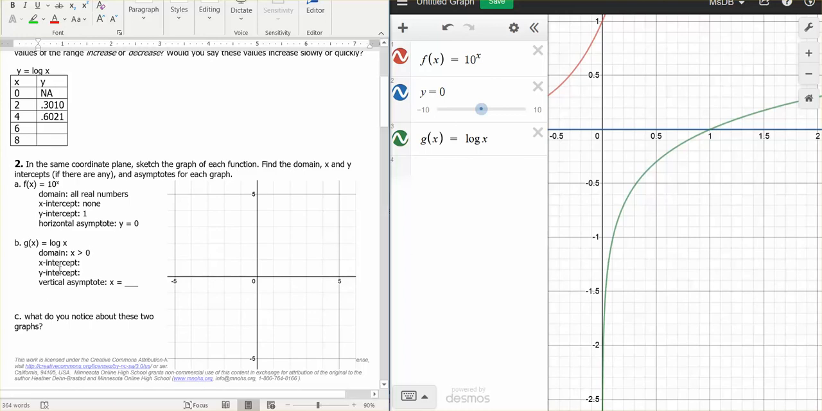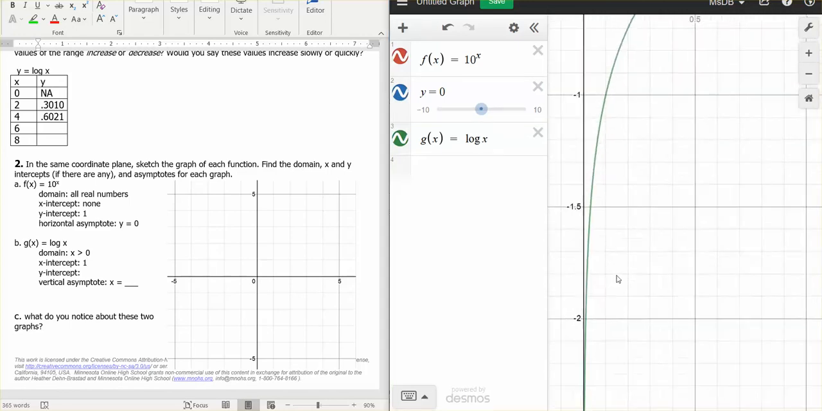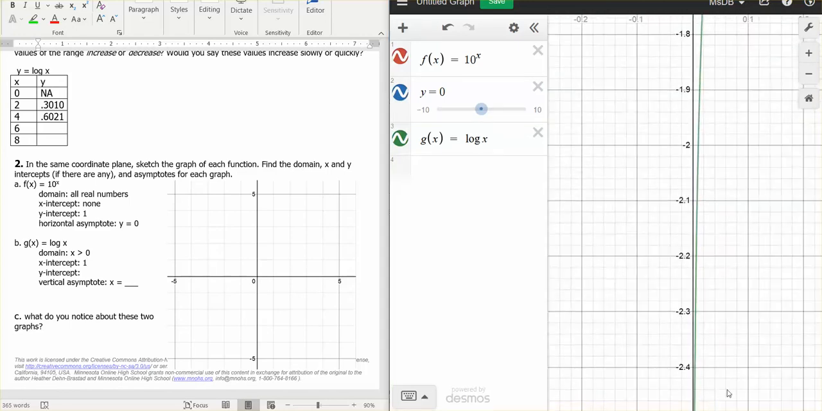X-intercept, that's where it crosses the x-axis. There is one. There's an x-intercept on this one. But is there a y-intercept? Will this ever cross the y-axis? Never. I keep zooming in.